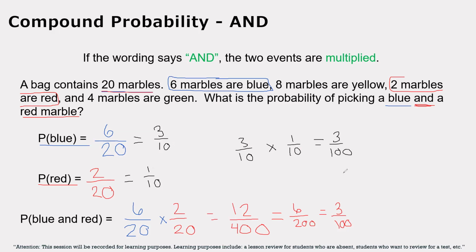But that's a pretty low chance. I mean, if we have a bag of 20 marbles and I'm saying, what's the probability of me picking blue and red at the same time? It kind of makes sense that we would multiply, and our chances, because it's a fraction, would get smaller and smaller. Not a whole lot of odds in our favor there.